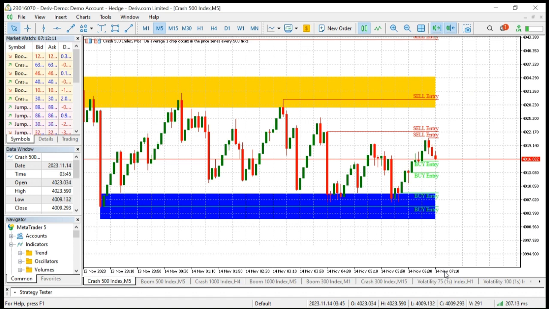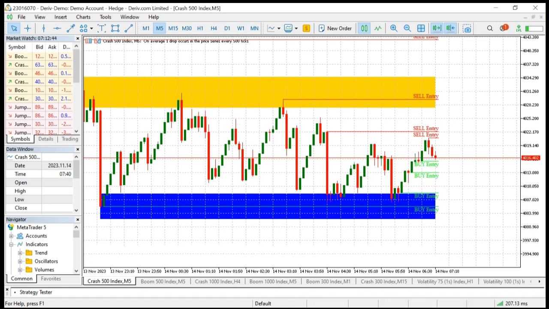I don't know if time will permit, and also I'm going to show you how it looks in different time frames. So currently we are on Crash 500. We are looking at the 5 minute time frame, and I can already see the picture of what's happening to Crash 500 right now. You can already see that there is consolidation. Why? Because I can see that these blue boxes and this yellow box that the indicator drew are way too close to each other, indicating that we are in a consolidation zone.